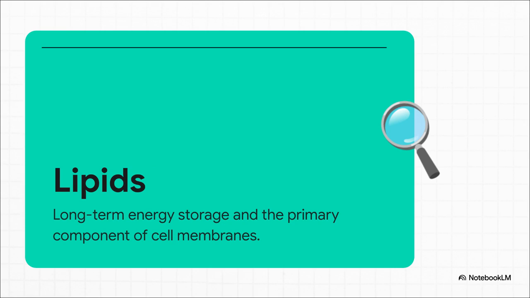Next on the list, we've got lipids. Now, these are your fats, oils, and waxes. They're fantastic for storing energy long-term, but more importantly, and this is critical, they form the membranes that wrap around every single one of your cells.